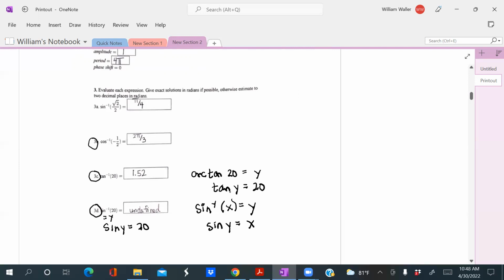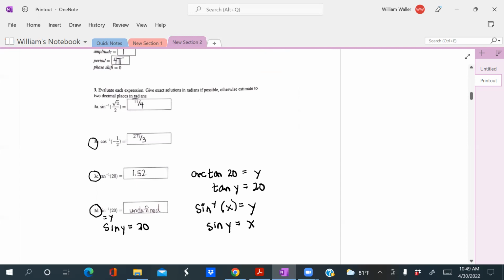Well, I don't know off the top of my head an angle whose tangent is 20. This y here is not going to be one of our special angles because none of our special angles have tangents of 20. So we're really going to have to rely on the calculator to help us with this problem. So just punch 20 in the calculator and then hit the inverse tangent key. That's usually the shift of the tangent key on your scientific calculator.